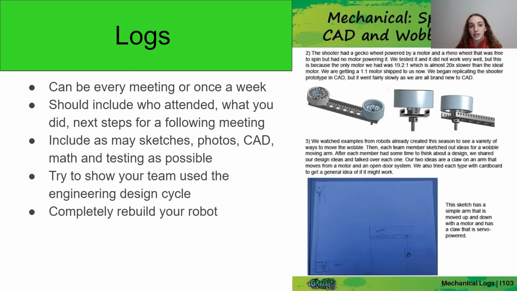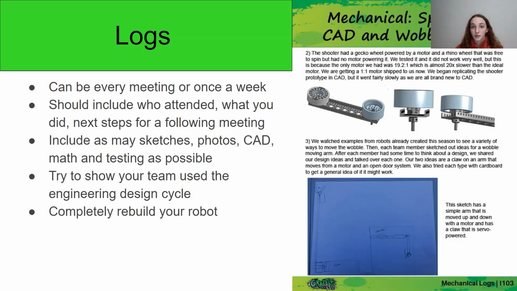Lastly, make sure you include daily or weekly logs while making your robot. We write who attended the meeting, what we did at the meeting, and then we also more specifically write out after we summarize what we did, and then we also add next steps for the following meetings. You want to include as many sketches, photos, CAD, math, and testing as possible. You want to make sure that the judges can see that your team followed the engineering design cycle throughout the season. And people should also be able to completely rebuild your robot from what you have in your logs.